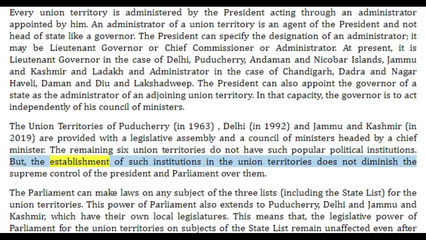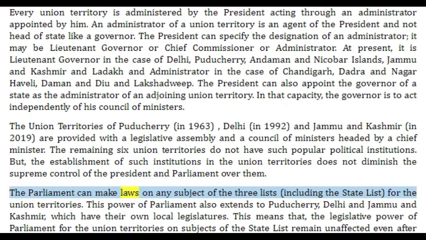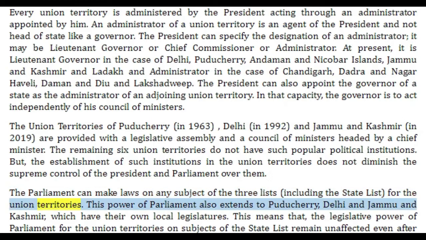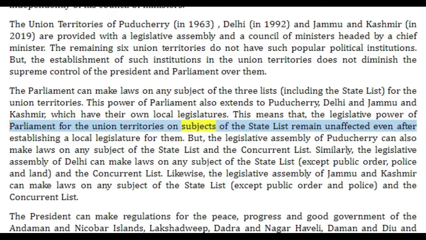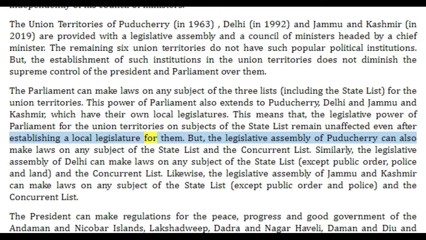The remaining 6 union territories do not have such popular political institutions. But, the establishment of such institutions in the union territories does not diminish the supreme control of the president and parliament over them. The parliament can make laws on any subject of the 3 lists, including the state list, for the union territories. This power of parliament also extends to Puducherry, Delhi and Jammu and Kashmir, which have their own local legislatures. This means that the legislative power of parliament for the union territories on subjects of the state list remain unaffected even after establishing a local legislature for them.